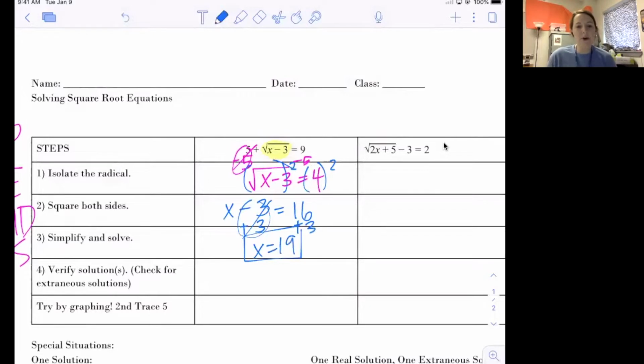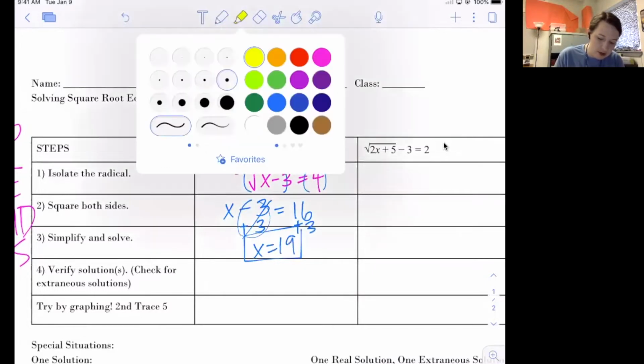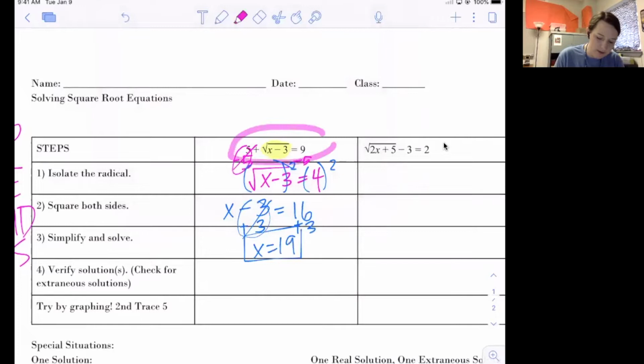Okay, step 4 says verify our solutions and check for extraneous solutions. So just like we did in absolute value equations, we're going to potentially have extraneous solutions that don't work when we plug them in. So we always want to plug in our answer to the very original equation we started with. So up here at the very top.